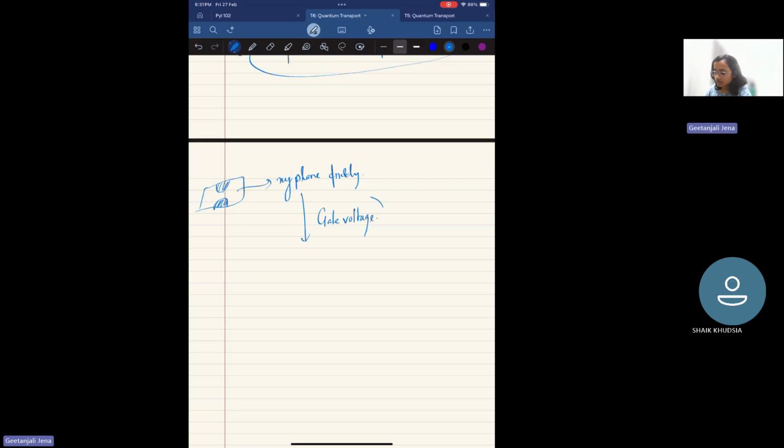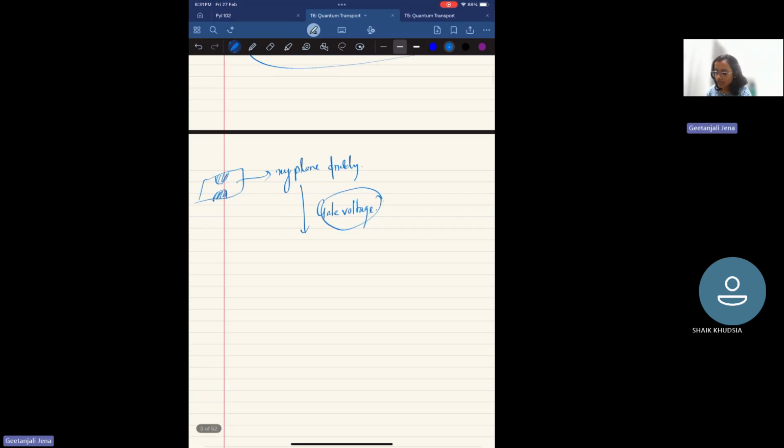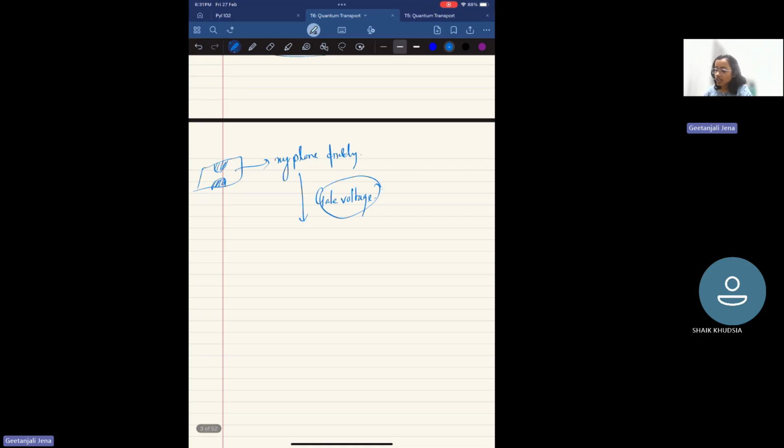what will happen? So we apply a gate voltage. That means there will be an electric field or a barrier created in the y direction. We are considering this is x, and whatever I'm drawing on the worksheet, is it visible to you, or do you want me to draw it in a bigger manner?